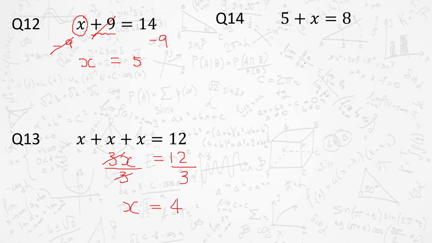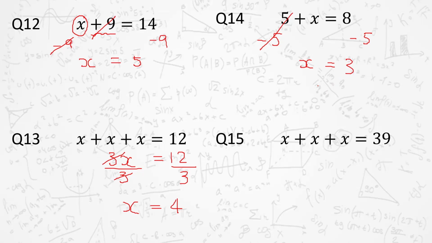Question 14. 5 plus x equals 8. So again, to find x on its own, we need to do the opposite. Because the 5 here is a positive 5, we need to take away 5 to get rid of it. So now we have x on the left-hand side. On the right-hand side, 8 minus 5, the answer is 3. So our answer for x is 3.